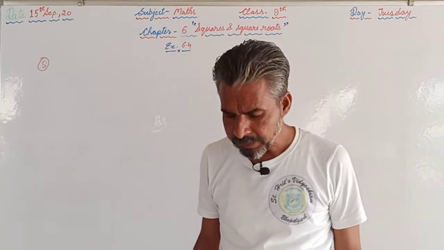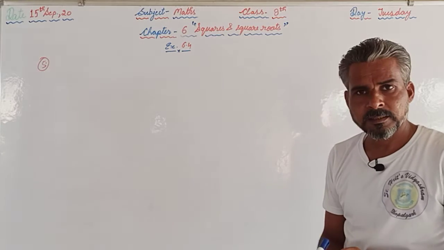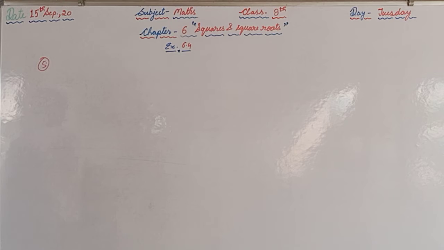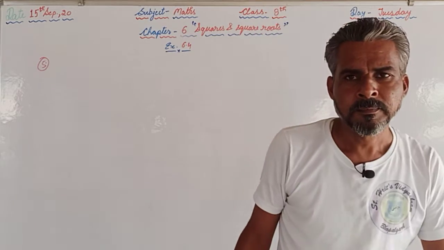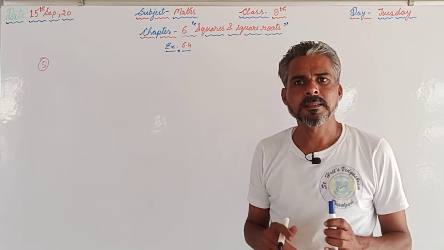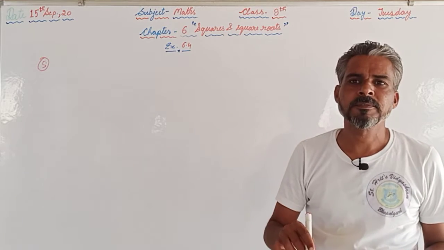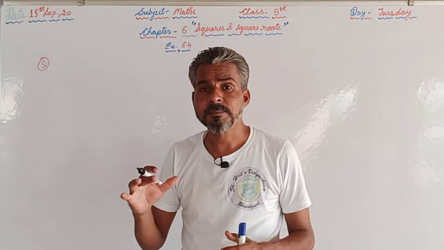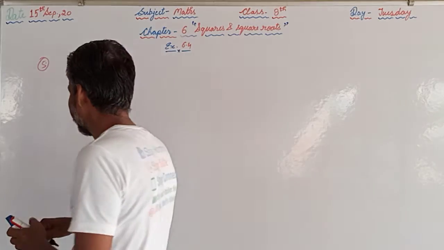This video is for class 8th and the subject is maths, and we are continuing with the same chapter, that is chapter number 6, and the name of the chapter is square and square roots. So we have already started exercise 6.4 and we have completed up to question number 4. In question number 4 we have to find the least number which must be subtracted from a given number to be a perfect square. So now the question number 5 is there, in which we are supposed to find the least number which must be added to the given number to be a perfect square.